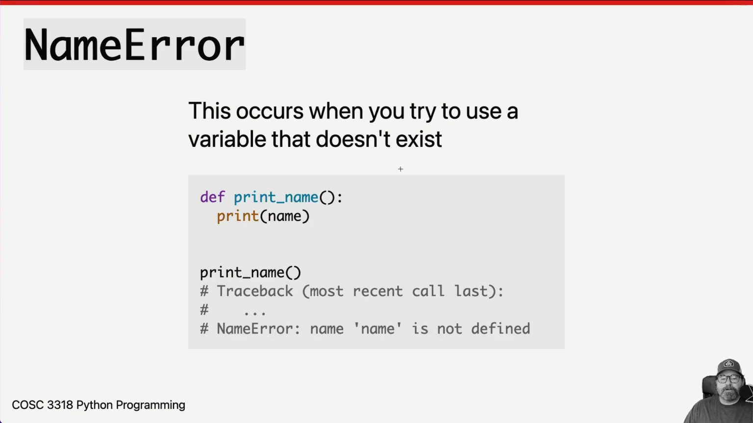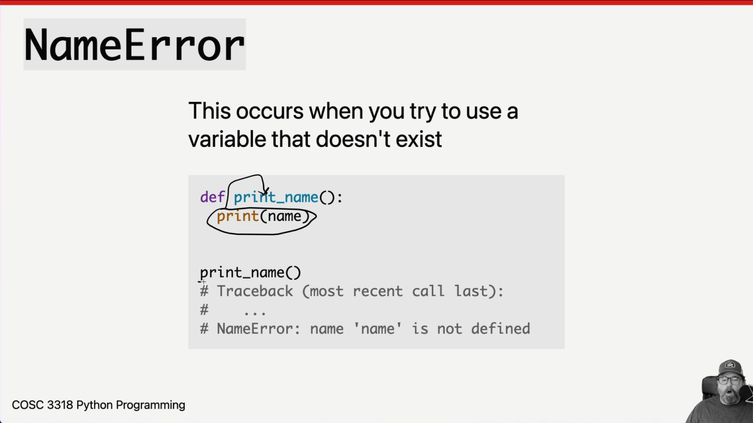The name error occurs when you try to use a variable that doesn't exist. So here we're creating a function named print name, and it prints name, but there's no variable. You see that? But Python will go ahead and do that. It'll create a function for you because maybe later there's a global variable named name, and it can print that global variable. So while Python is creating this function, while it takes this code and puts it inside that variable, no error occurs.